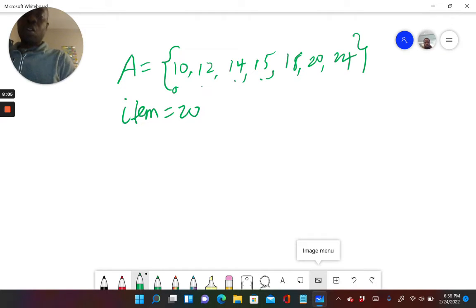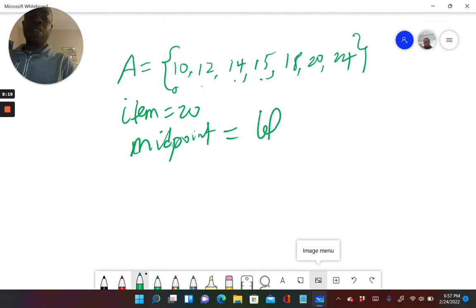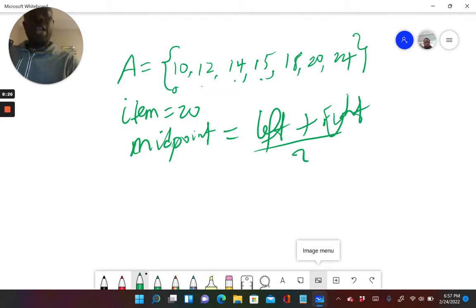Now, with the binary search algorithm, you are looking for item 20. What you would do normally is you divide the array into two halves. Call it midpoint equals left plus right divided by 2. So the algorithm starts from here. Remember, I am looking for 20. The algorithm starts from the midpoint because 15 is the midpoint of this array.